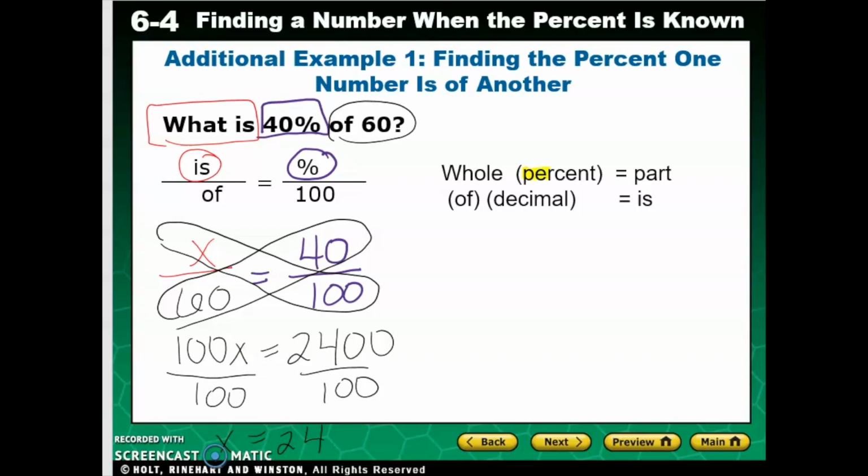Okay, I'm going to do the same thing, but this time I'm going to set up the equation. So again, I'm doing the whole multiplied by the percent. So my percent again is 40%, so 0.40. But this time I know the whole amount. I know the of. So I have 60 times 0.40 equals x. So I multiply these and I get 24 equals x. So make sure you practice some problems on your own, setting up both the equation and the proportion.